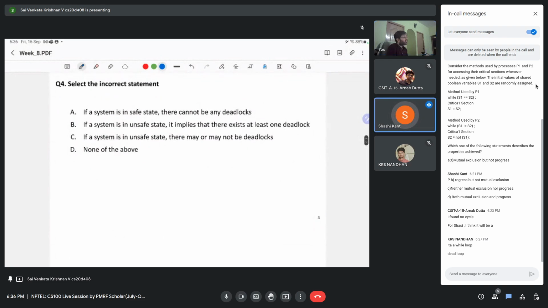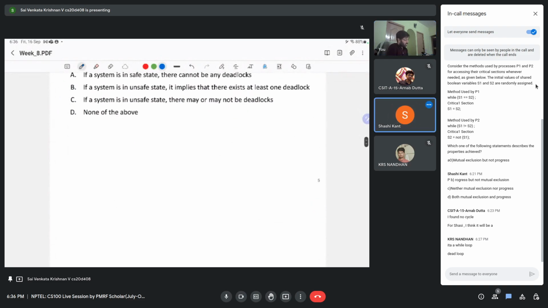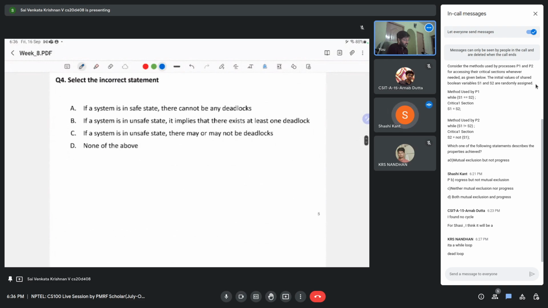Are we going to include the semaphores today? Sorry, are you going to include semaphores in the extra questions? No, I am asking, will you consider semaphore questions today? No, semaphores was last week. This is deadlocks mainly. Okay.